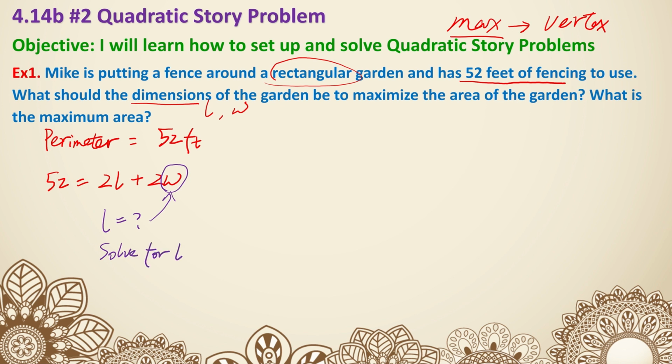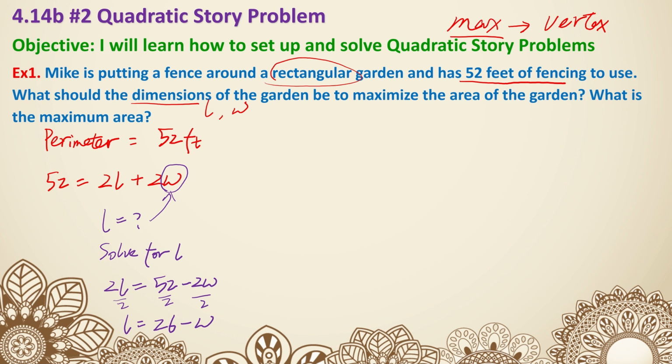Let's do that. We're going to subtract the 2w over to the other side. So 2L equals 52 minus 2w. And then we're going to divide both sides by 2. So my length is 52 over 2, which is 26, minus 2w over 2, which is w. So that is how we have represented the length using width.